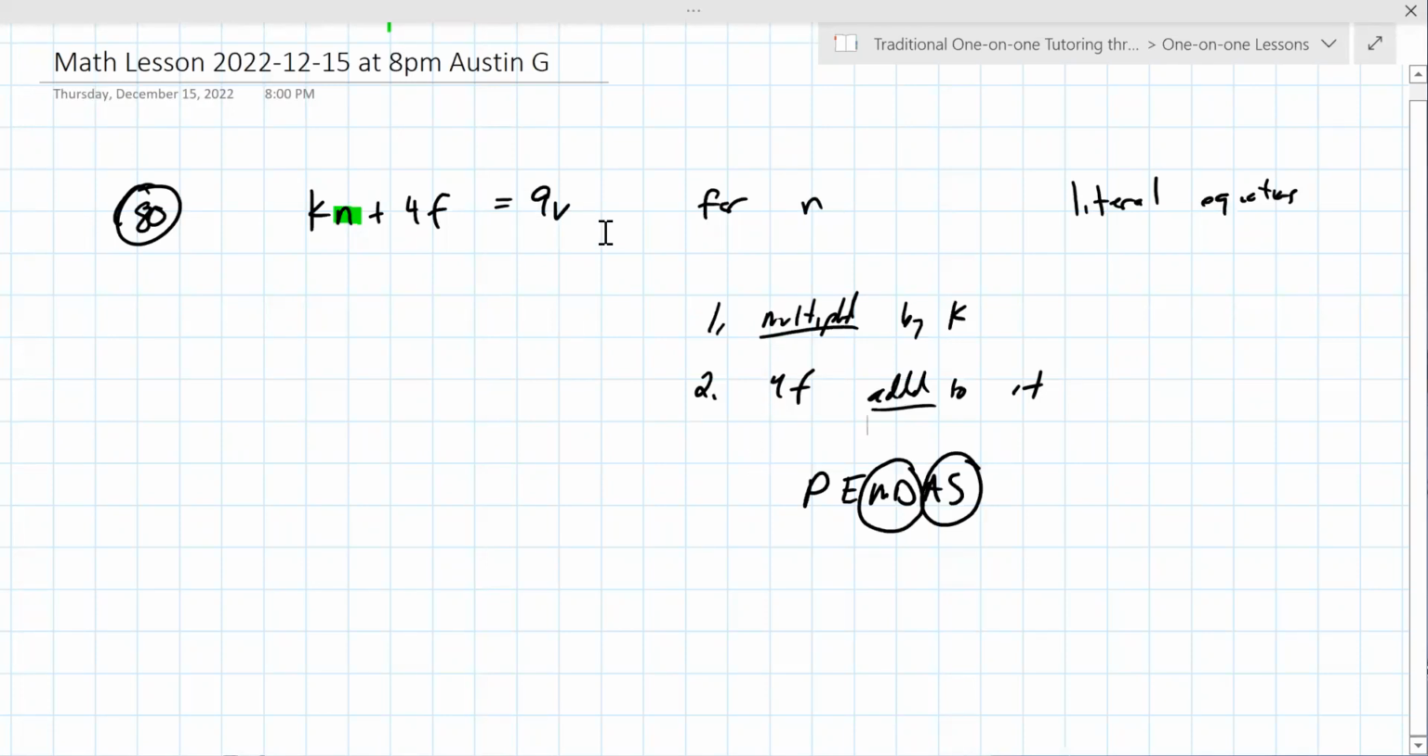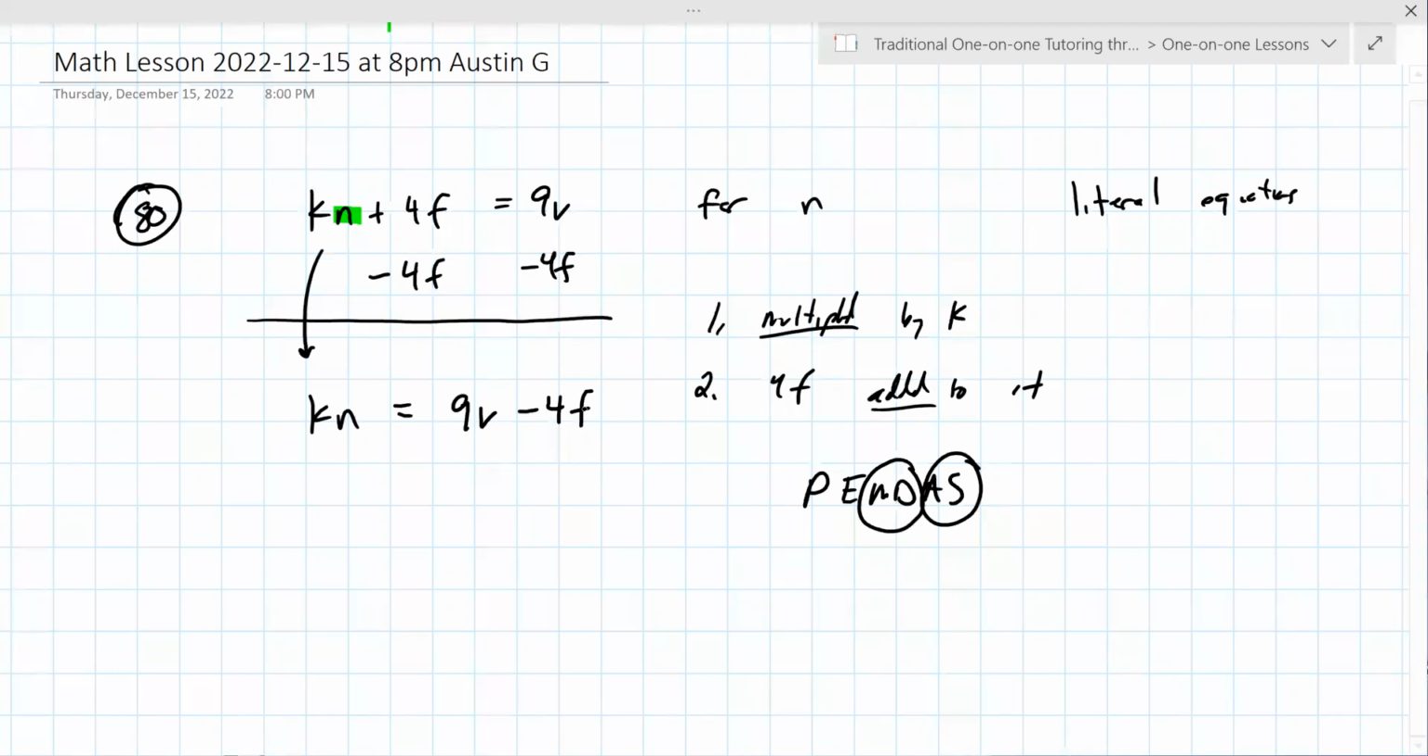You're going to start by undoing the adding of 4f. So you subtract 4f from both sides. Now these are not like terms. Bring the kn down, but on the right side, they're not like terms. You just leave it as 9v minus 4f. So there's nothing to do on the right. You just rewrite it. On the left, it's just k times n.